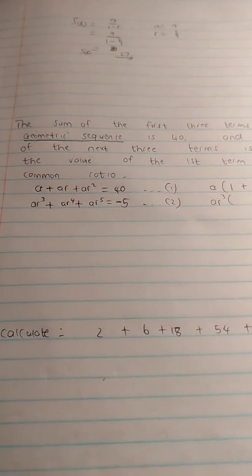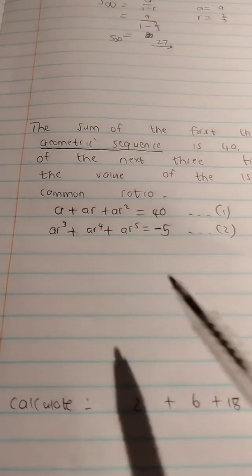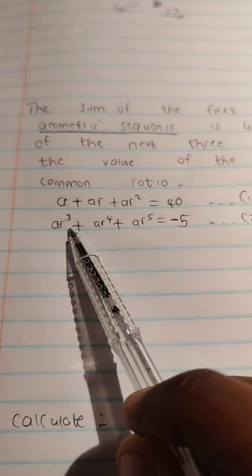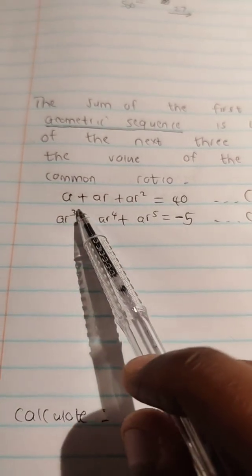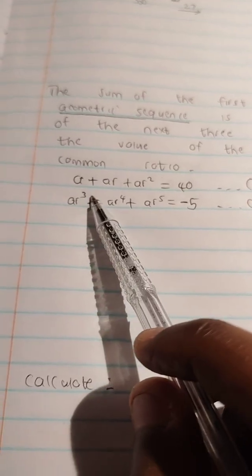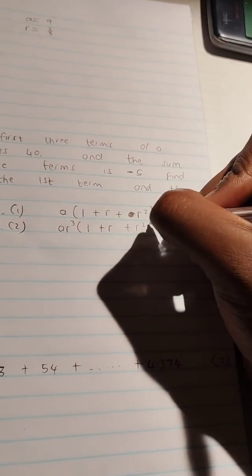Because remember, for our variables, we take out the common base with the lowest exponent. So if we look at R to the power 3, R to the power 4, and R to the power 5, the highest common factor is the base that has the lowest exponent. So R to the power 3 has the lowest exponent. When we take it out, what is left there? 1 plus, what's left here? R. Then what's left there? Plus R squared.